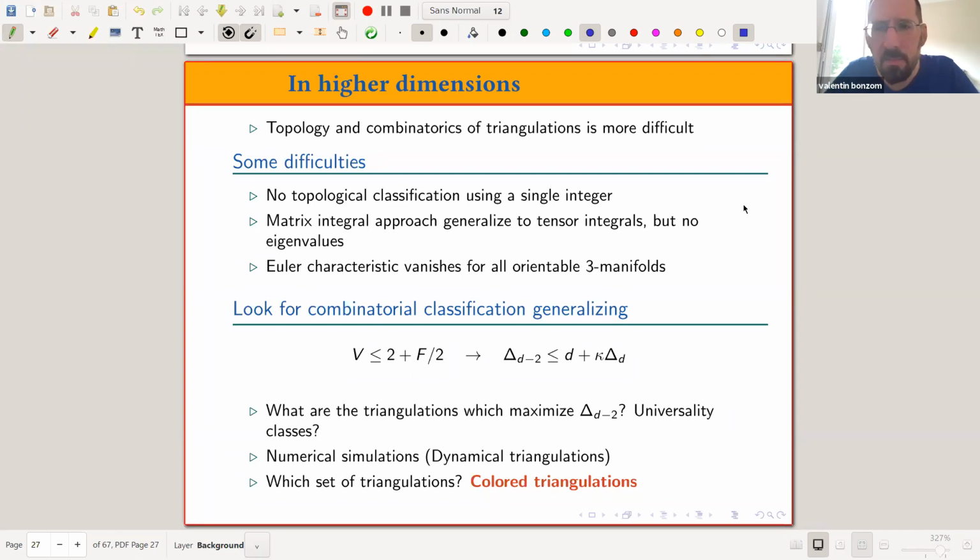Okay. So let me go to higher dimensions. Yeah, perfect. You still have, just to let you know, 40 minutes. Yes, thank you. So let me go to high dimensions.